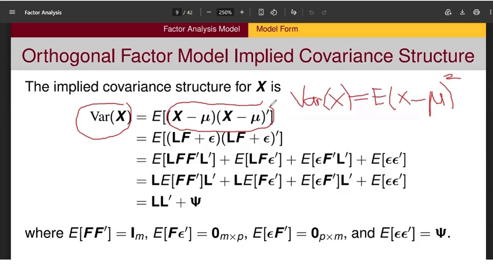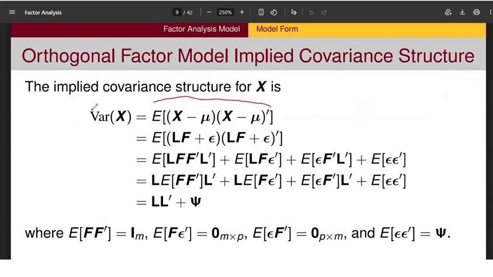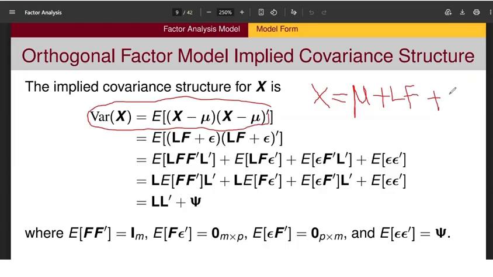Now, when you have that, just pay attention. From definition, we know this. We know that that guy is equal to that guy. But do you remember when we specified the factor model, we said X equal to mu plus L F, plus the error from this equation now.